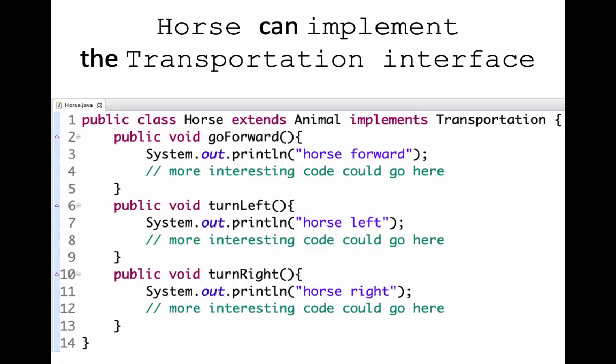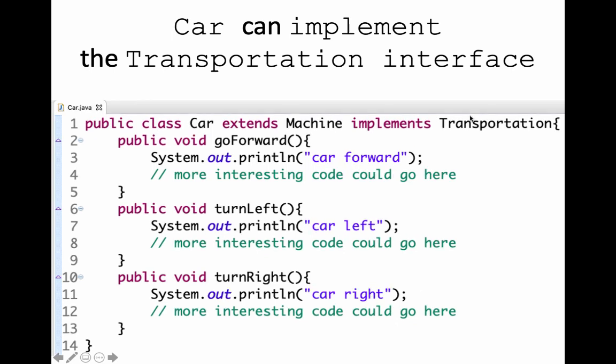Okay, so here's an example where horse implements the transportation interface. You can imagine that horse extends animal, and then a horse class implements transportation, which just means it has to provide those methods: go forward, turn left, and turn right. Similarly, a car can implement transportation, and car is in the inheritance hierarchy under machine, so it extends machine. And remember, implementing transportation means that I have to provide all of those methods. And again, I can only extend one class, but I actually can implement lots of different interfaces.